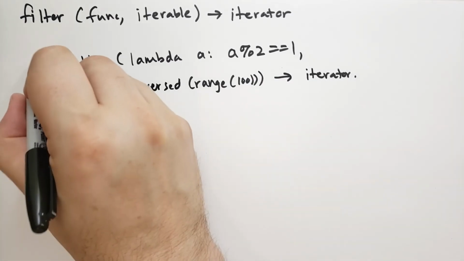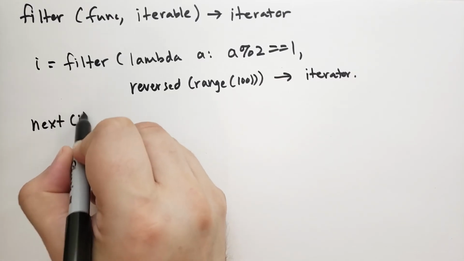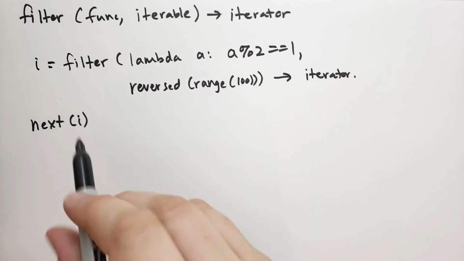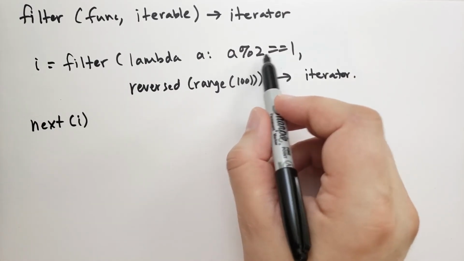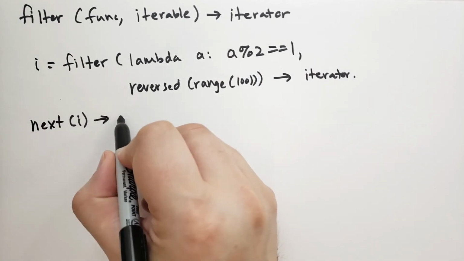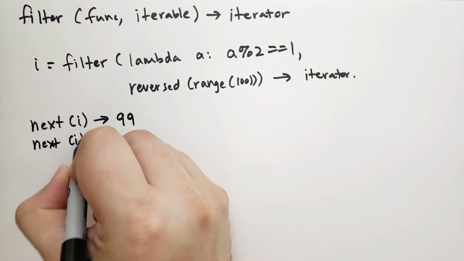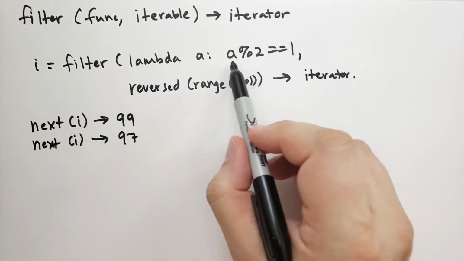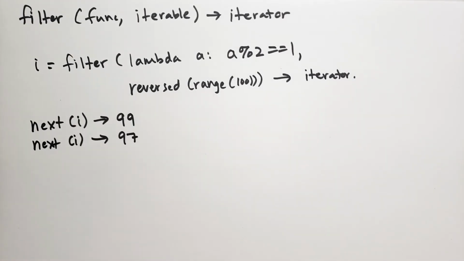Let's say I is equal to the result of that. So we call next on I. It's going to take the range up to 100, reverse that. So the first item is going to be 99. 99 divided by 2, remainder 1. So the first result is going to be 99. And then when we call it again, it should give us 97, right? So it'll call it on 98, but find that this isn't true. And so it'll call for the next one and then give you 97. And so on and so forth, all the way down to 1.